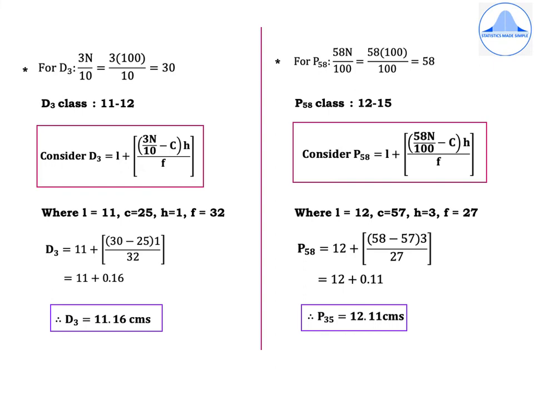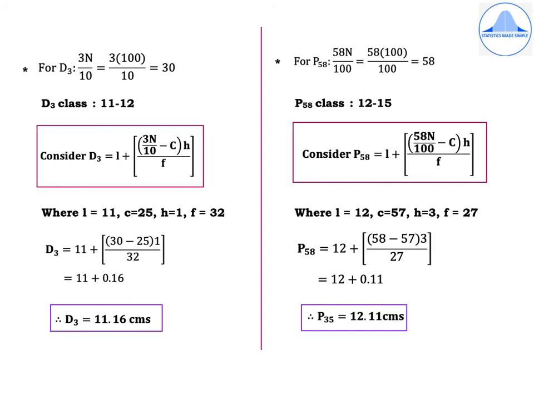Second subdivision, for D3, find out 3n by 10, which is 3 into 100 by 10, which is equal to 30. The value which is greater than 30 in the CF column is 57. Corresponding to it, write greater than 3n by 10. So the corresponding class interval is the Q3 class, which is 11 to 12.